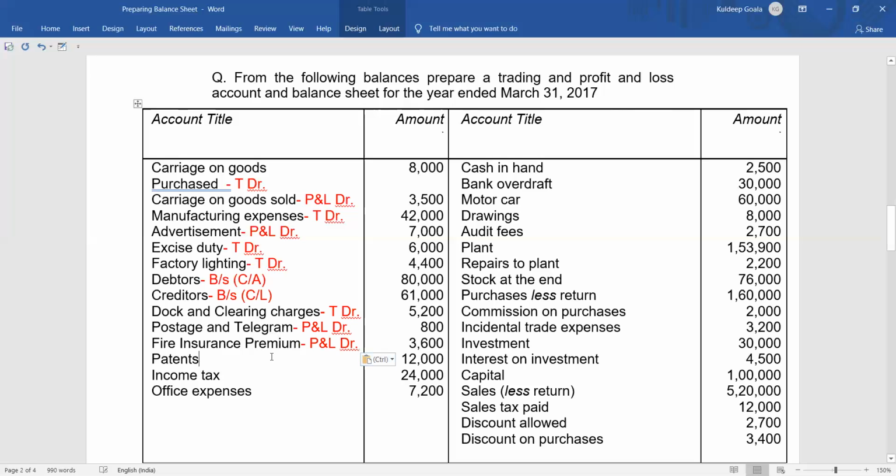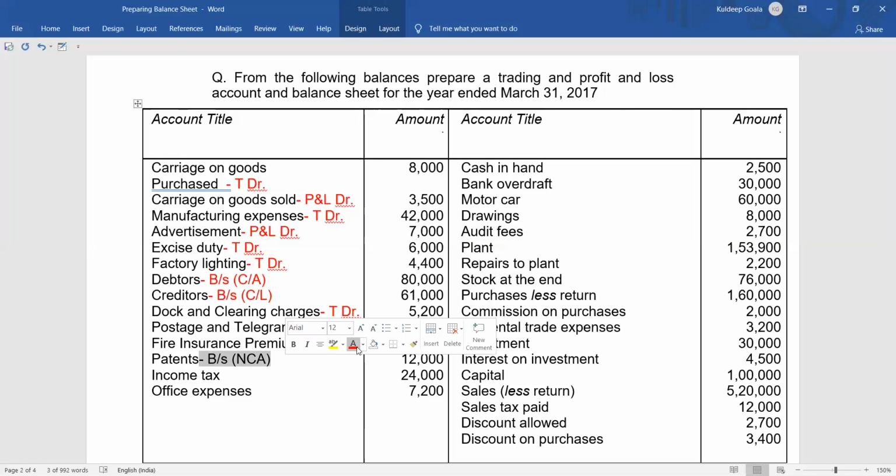Then we have patent. Patent is a non-current asset, isn't it? It's a non-current, non-tangible asset. Okay, so intangible asset. Non-current intangible asset. So it will come in the balance sheet, asset side, as non-current asset, NCA. Then coming to the next one, we have income tax.